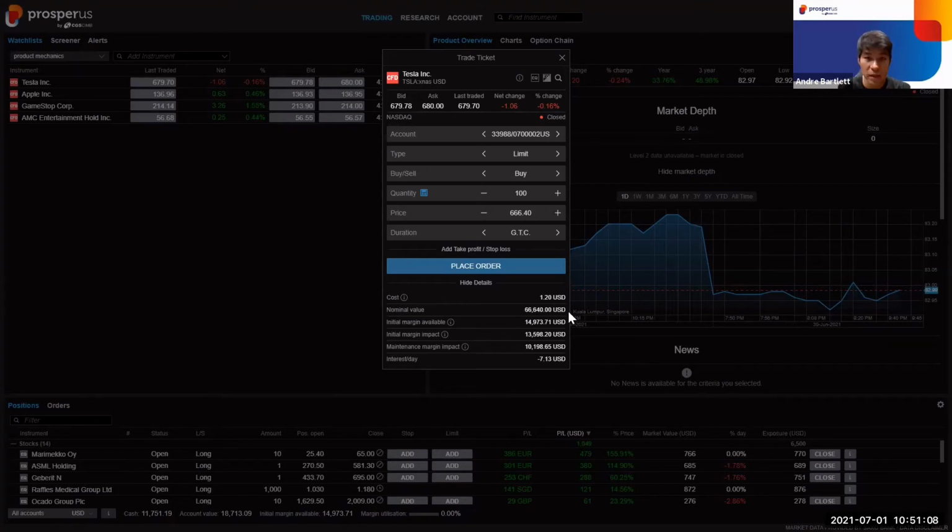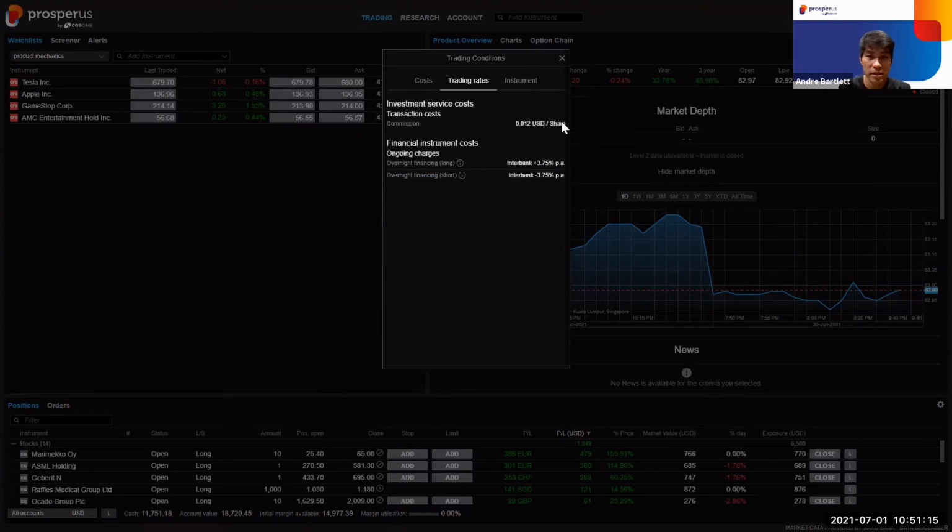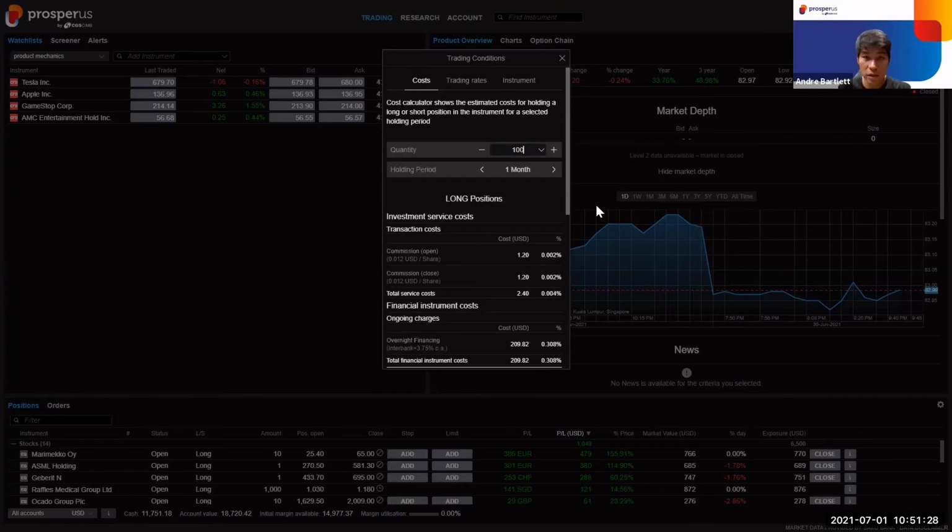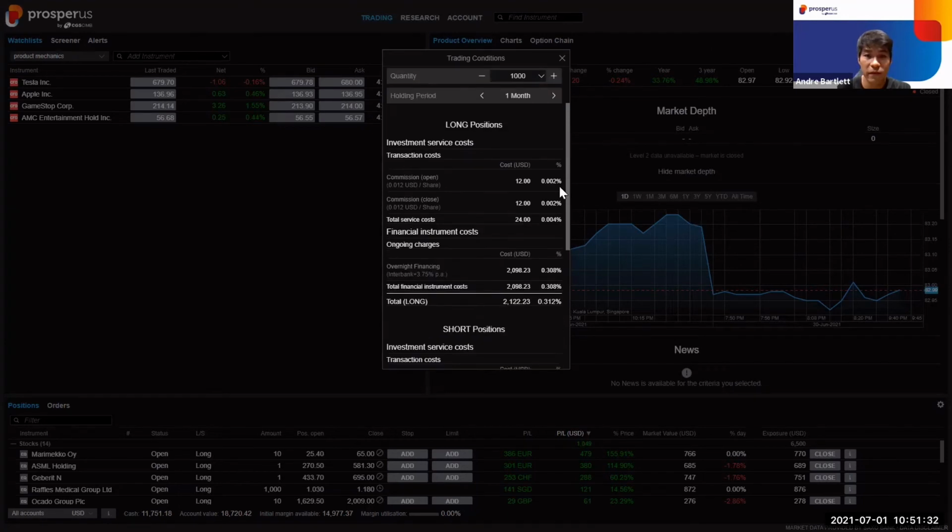So to go into greater detail, you can go to the trading conditions at the top right here. Once you click on that, you can see trading conditions on the commission charges. So it's 0.012 USD per share, all right? And these are actually the financing charges. If you go to cost and key in that same amount, this would be an indicative amount of what you'll be paying for a holding period of 1 month. So the cost would be 12 USD because 1,000 shares multiplied by 0.01 per share, all right?